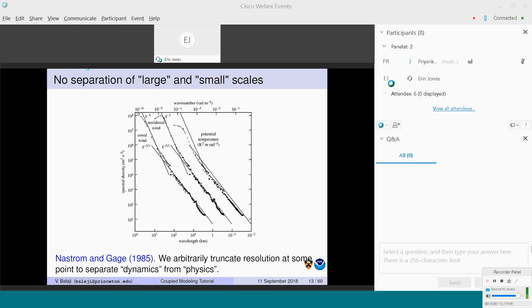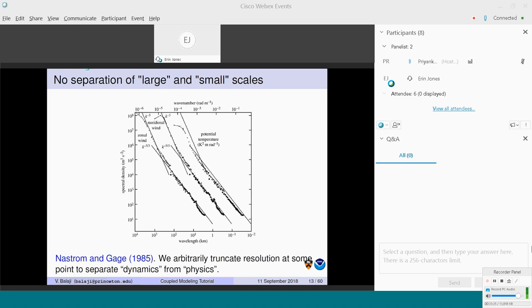And in our language we call the resolved scale dynamics and everything that's unresolved we call physics. So now we are going to write two different pieces of two different models basically, one to solve the dynamical equation, one to do the closure or the physics.